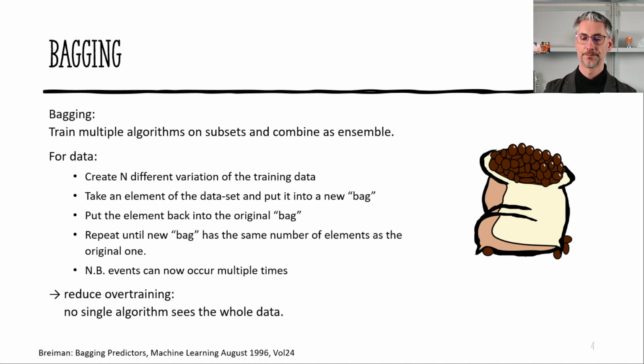So why would we want to do this? Many of the especially simple algorithms are prone to overtraining. So we want to avoid that a single algorithm sees the whole data. This is why we create multiple variations of the data. And because each algorithm sees a slightly different view of the data, none of them can learn all the aspects of the data by heart, so to speak. So no single algorithm sees the whole data. If you combine the whole ensemble, we still get all data used in the training of our methods, but because each member of the ensemble hasn't seen everything, they cannot possibly learn all features of the data by heart.